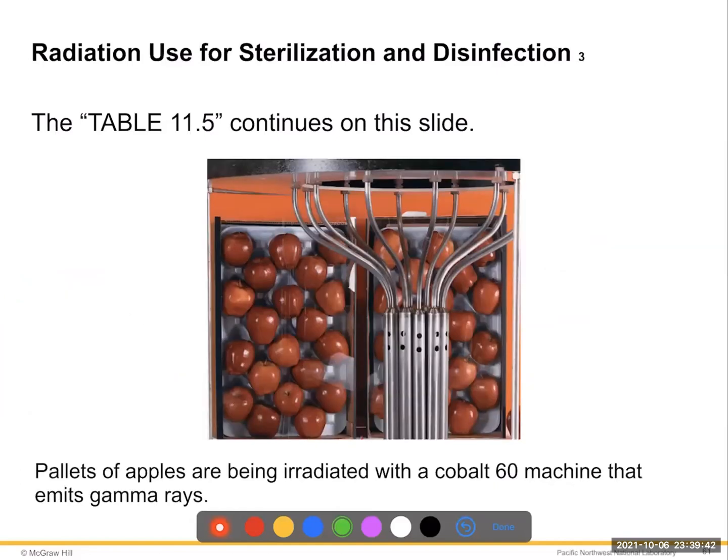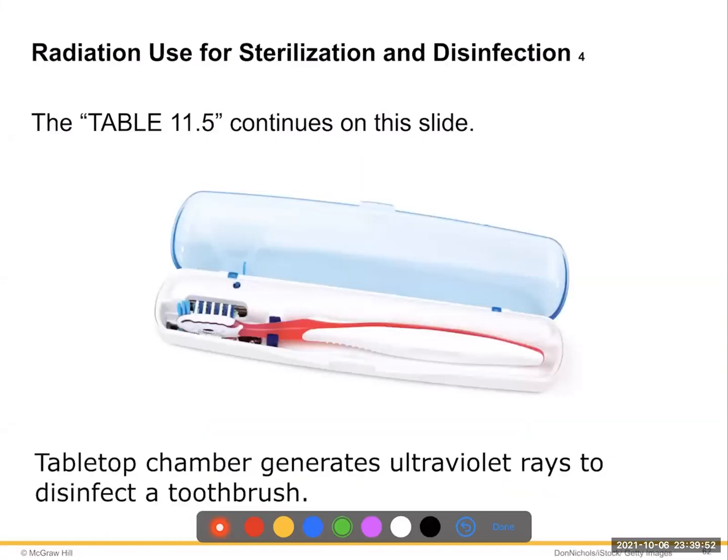This is a pallet of apples being irradiated with cobalt-60. Cobalt-60 is radioactive and emits gamma rays, so that's ionizing radiation being used to treat apples. The same idea applies with a toothbrush: you use UV ultraviolet rays to disinfect it. That's more of a gimmick than anything else. It doesn't do any good really with a toothbrush. You should replace your toothbrush every 3 to 4 weeks, because after that you just brush with bacteria that gets into the bristles.